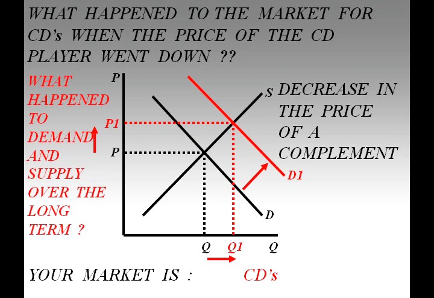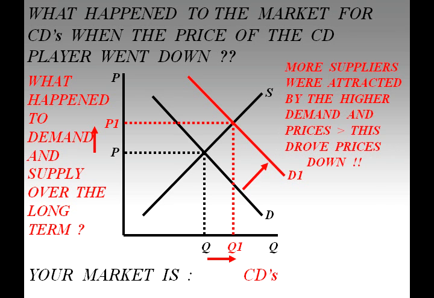To provide a simple illustration of long-term effects, let's go back to one of the examples that we looked at earlier. It's the example of the market for CDs when the price of CD players went down. What happened to demand and supply over the long term? In this case, we saw that there was an increase in demand for CDs because people paying less for the CD player now had more money to spend on CDs.